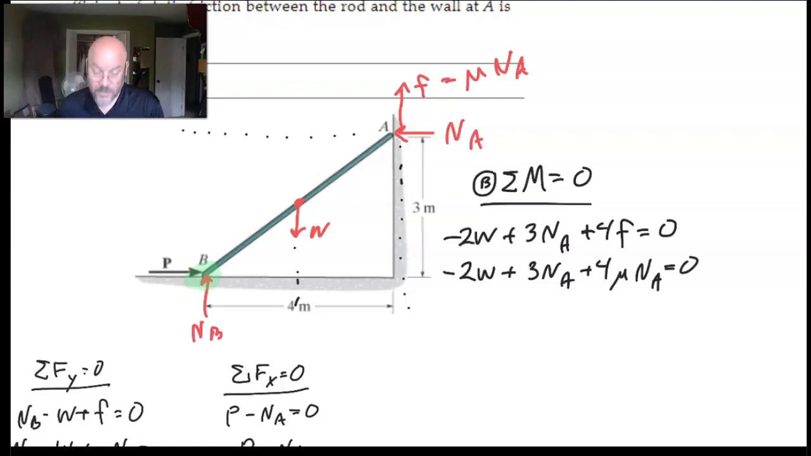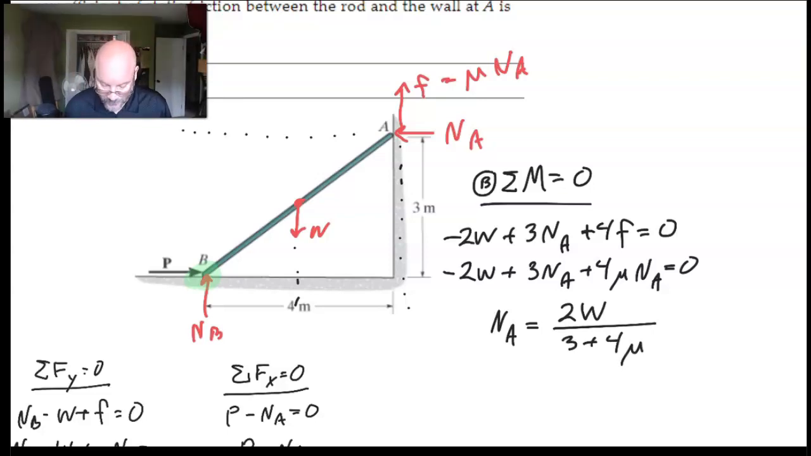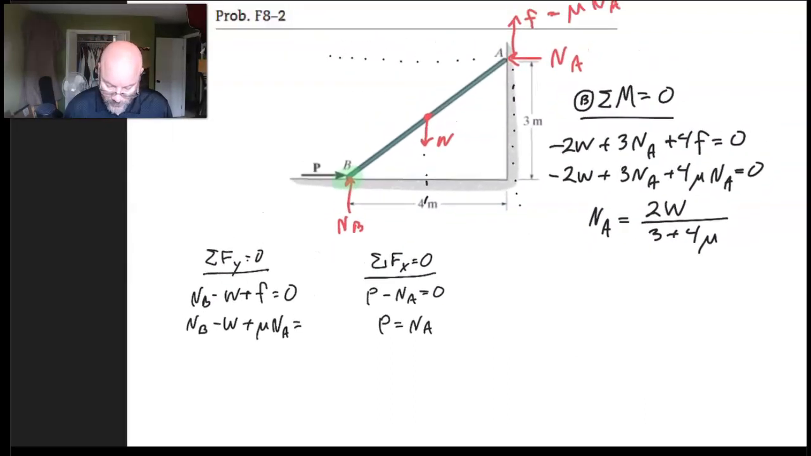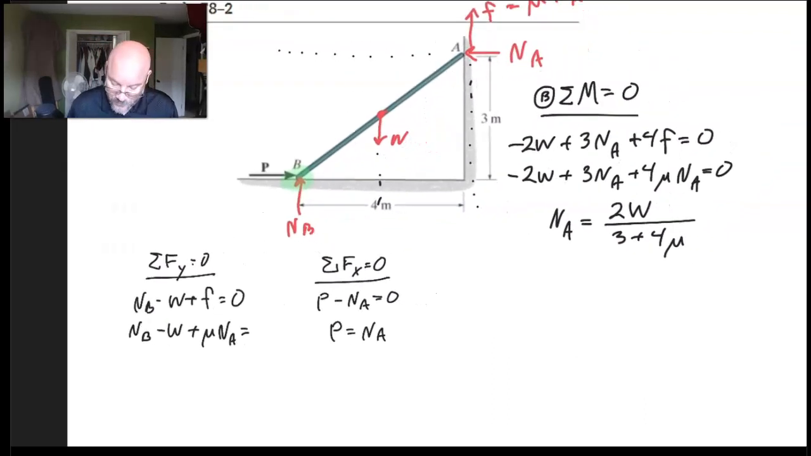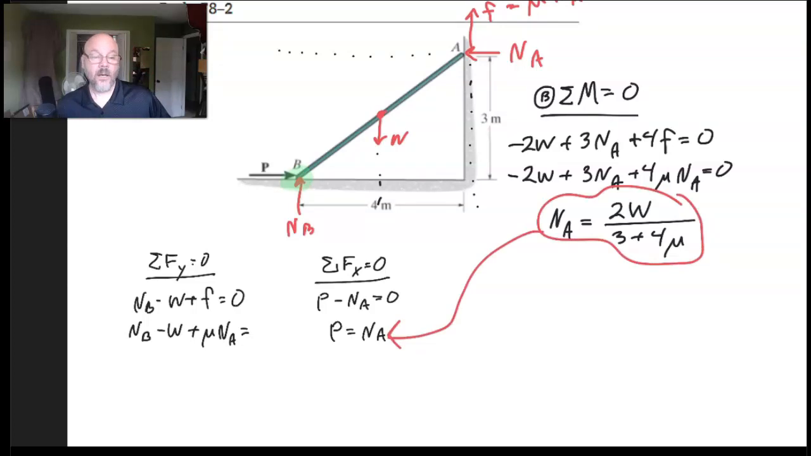Now if we do some algebra, we regroup some things, we're going to have NA equal to 2W. Let me redo that one, that W looked like an omega. There we go. And then on the bottom here, we're going to have a 3 plus 4 mu. And there we're done. Because we're looking for P, right? This guy right here is going to get us NA. NA is going to get us to P. And that's all there is to that.